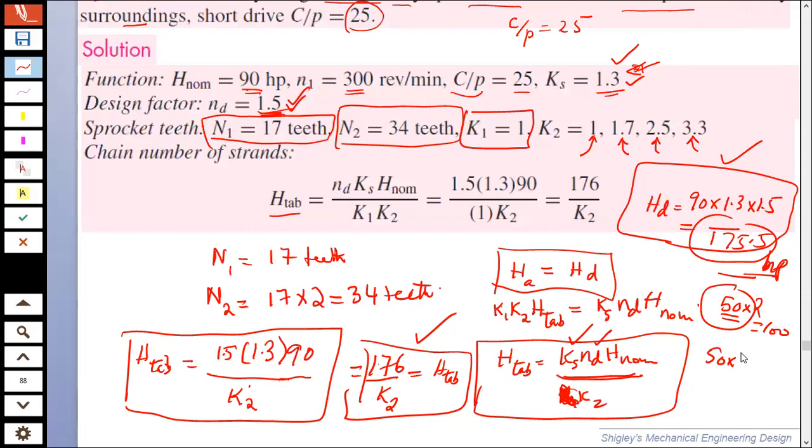So you can also directly choose from the table. Because this is 175, if I go to the table and choose a chain that can transmit 50 and multiply it by 3.9, where the number of strands will be 5, that will transmit 195, which is more than 175. So I'm fine. Okay? Any question?